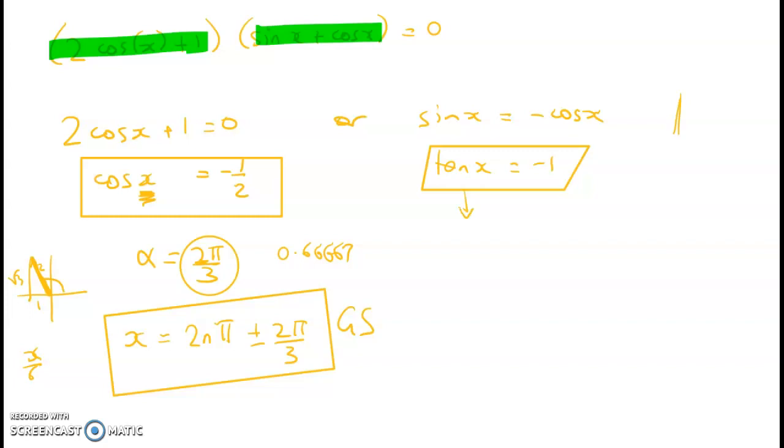I'll go through this one now and do the general solution here. So the angle whose tan is negative 1, the principal value will be down here. Hang on, is that right? Yep, that's right. Okay, so alpha is equal to negative pi on 4, because I've got this little triangle here, 1, 1, root 2. And x is equal to n pi plus, just plus negative pi on 4.